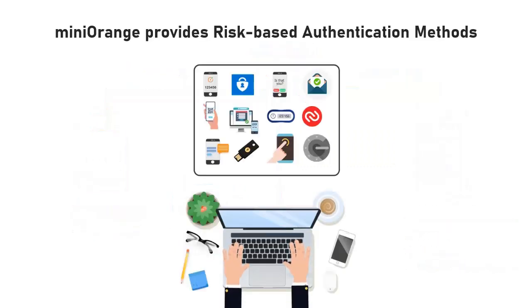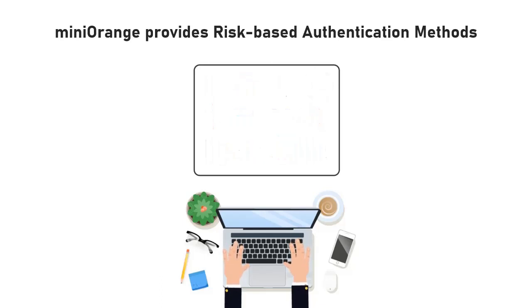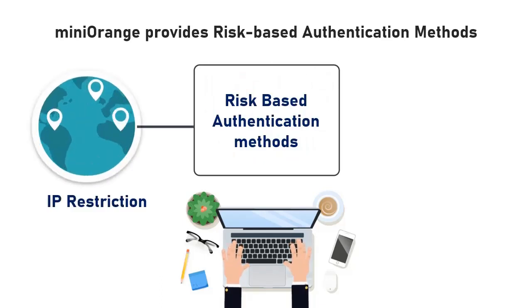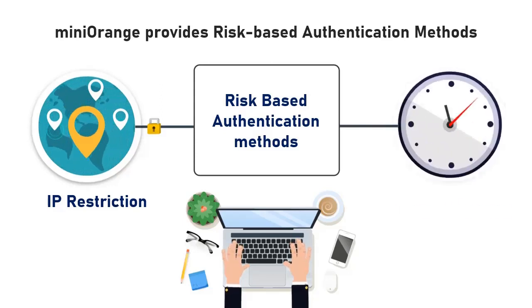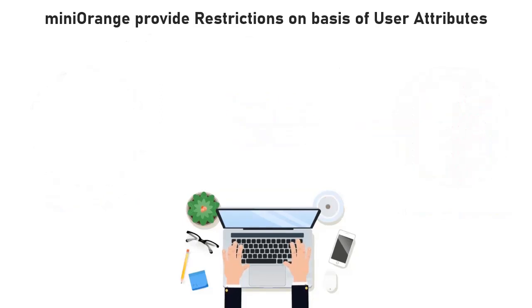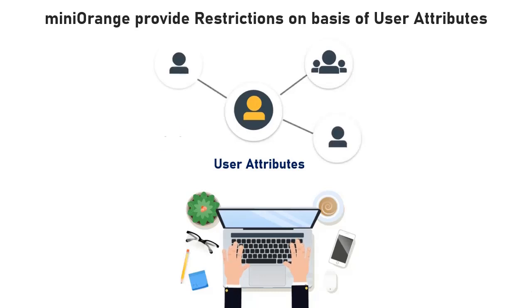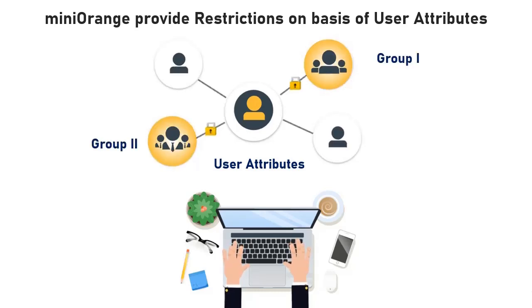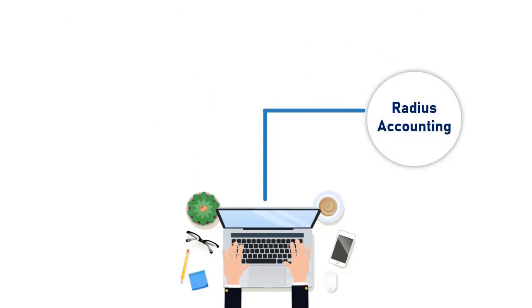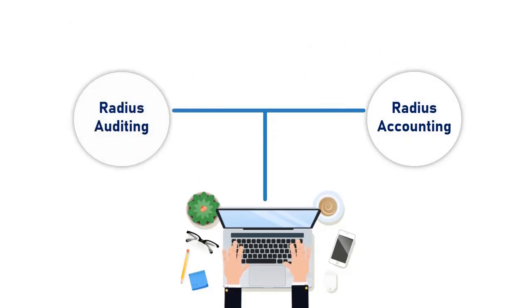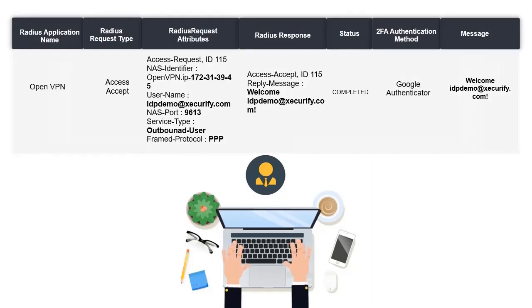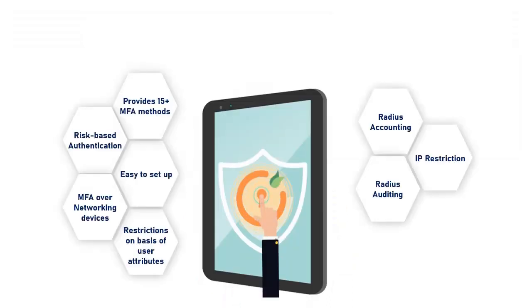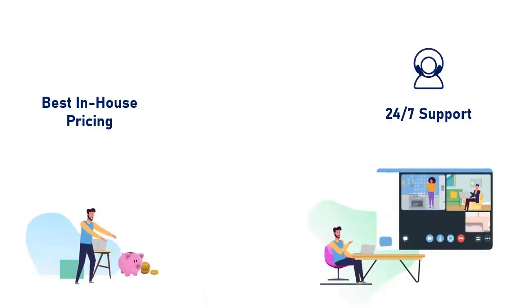In addition to the 15+ MFA methods, miniOrange also provides risk-based authentication, which is authentication based on IP restriction and authentication based on time of access. miniOrange can provide restrictions on the basis of user attributes also, like groups and many more. Additional features like radius accounting and radius auditing are also included in the miniOrange feature stack. This allows the administrator to keep track of the AWS Client VPN usage of the users and all of their login events. Along with all these additional features, we at miniOrange make sure that you get all of this with the best in-house price and 24/7 real-time support.